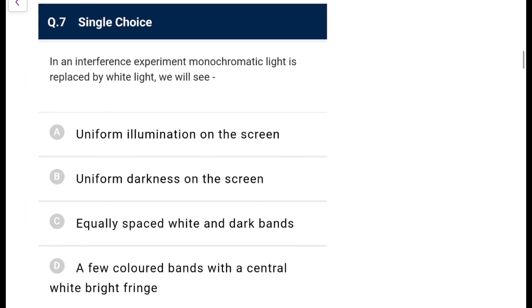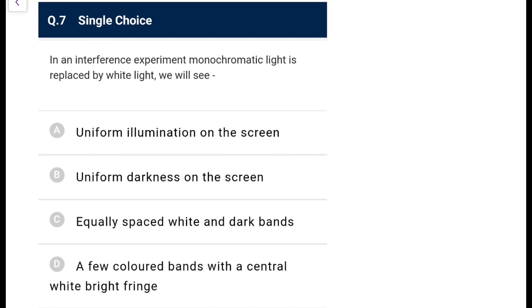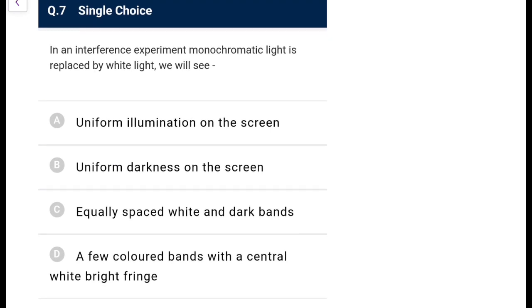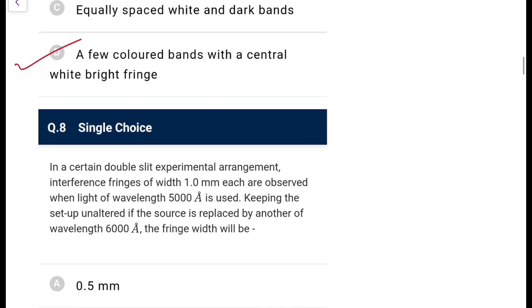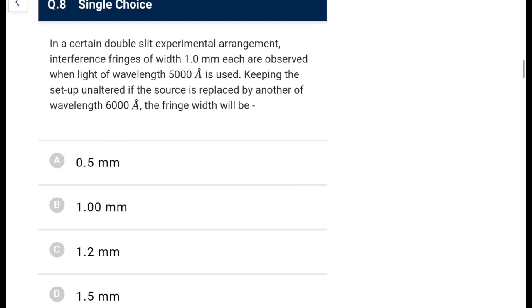Next, in an interference experiment, monochromatic light is replaced by white light. So what you will see is a central white fringe and a few colored bands on the side. So option D would be the answer, because the other three are not possible for this particular case.